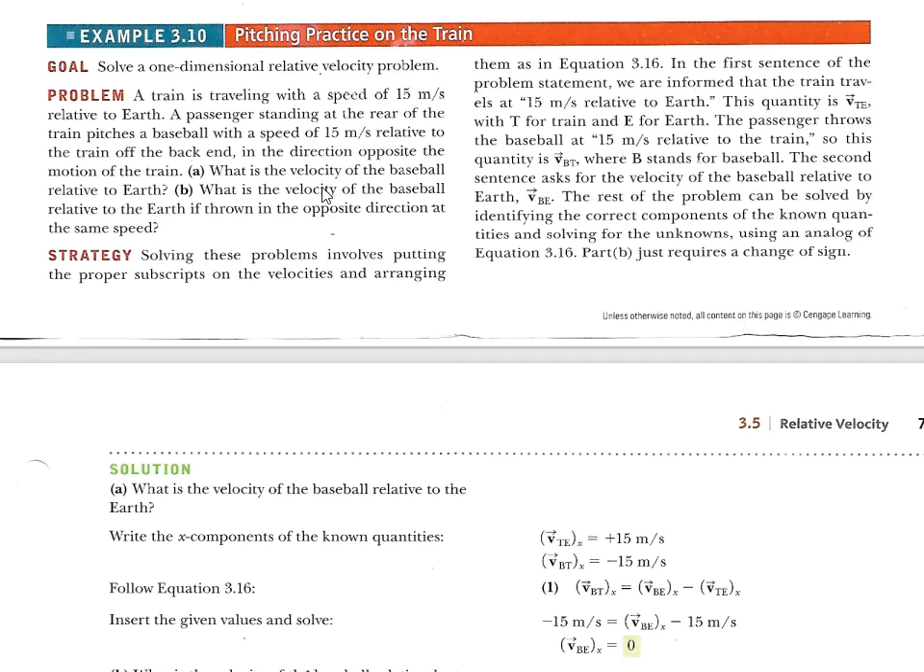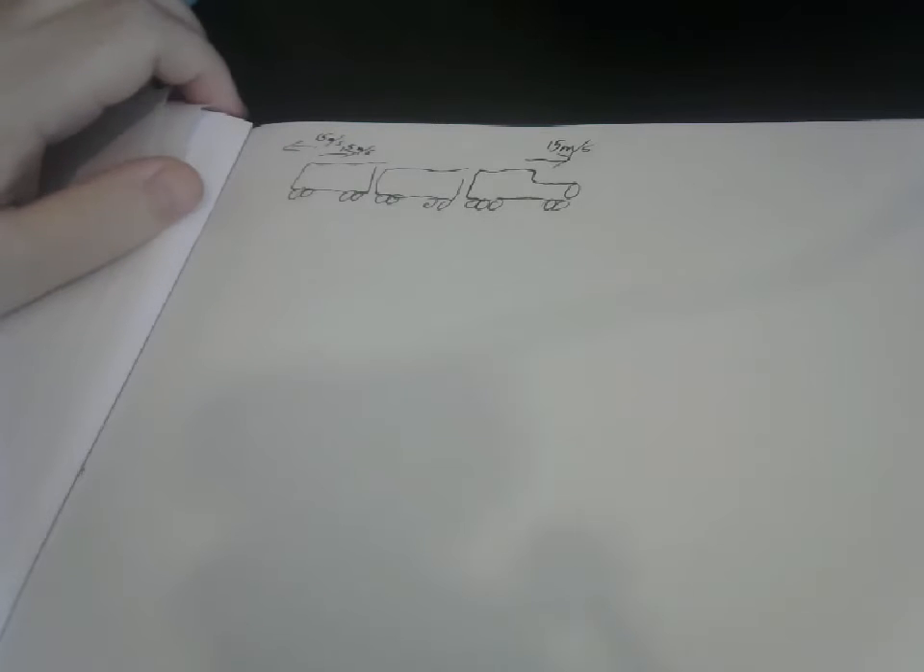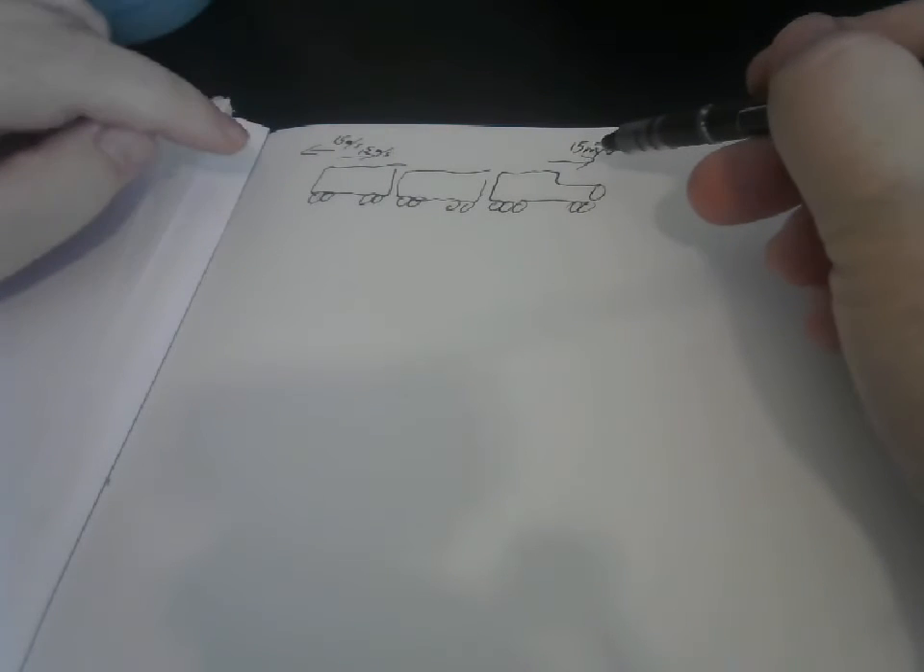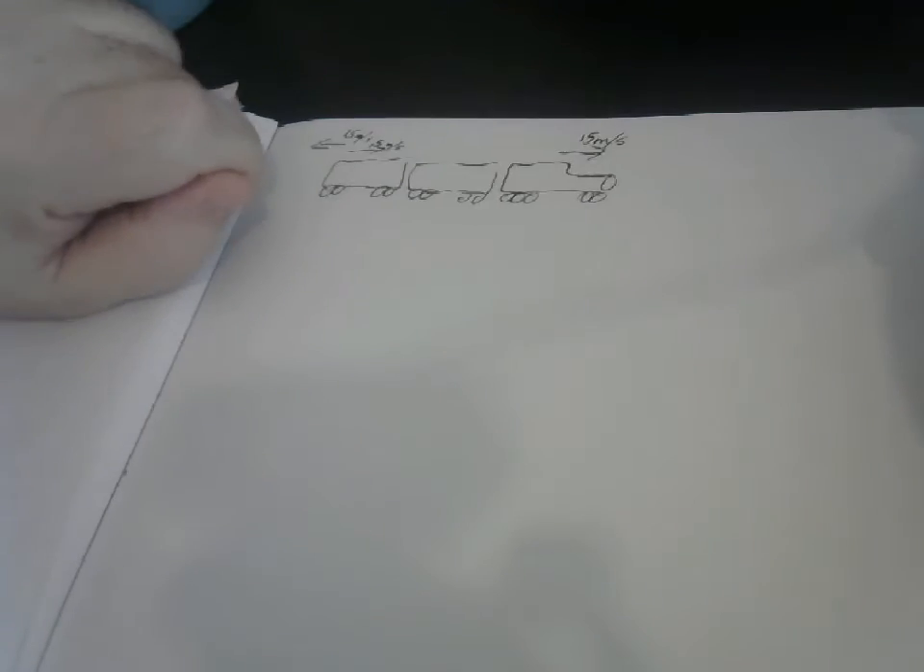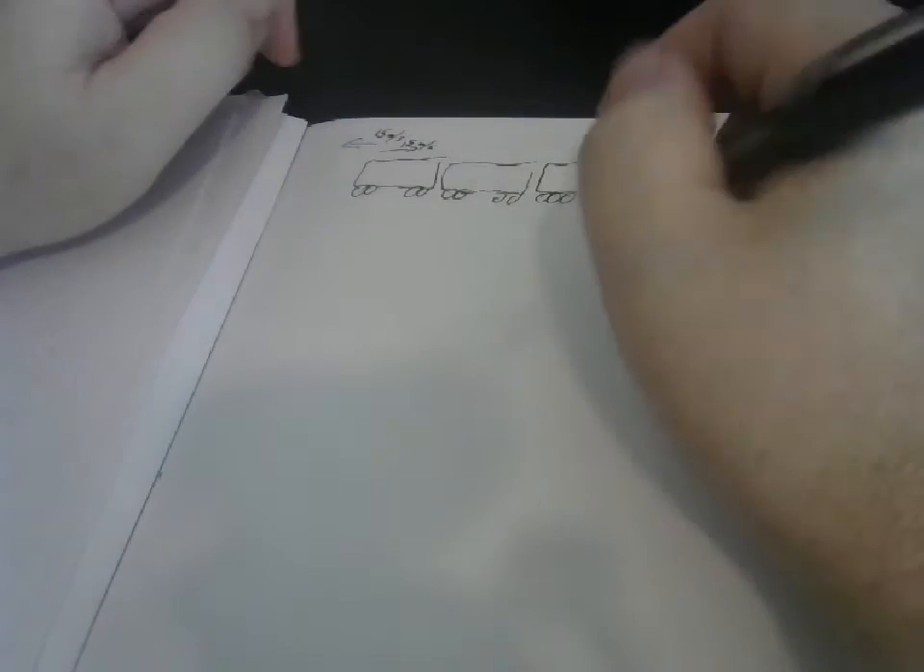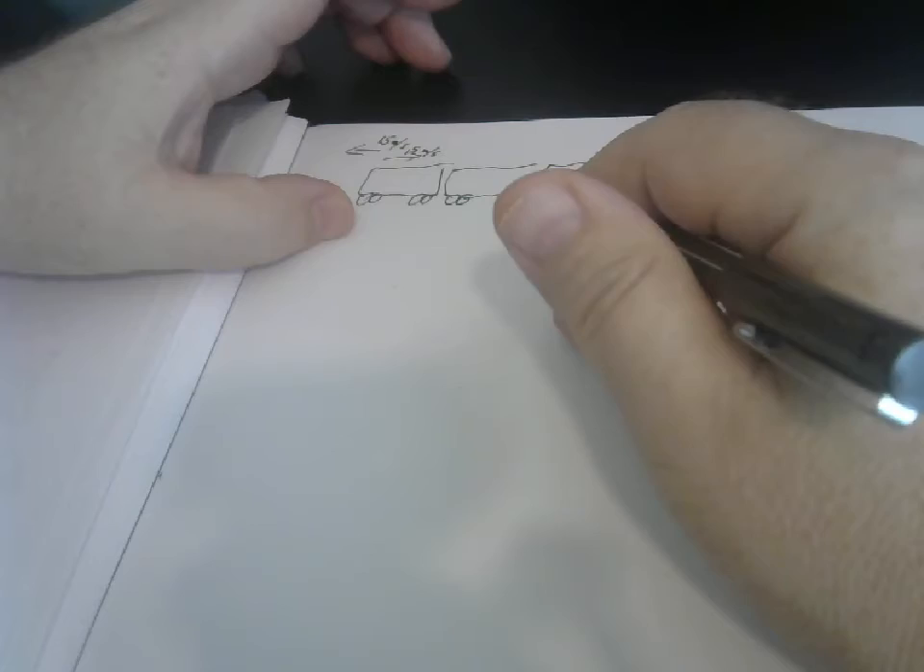Part A asks what is the velocity of the baseball relative to the Earth, and Part B asks what is the velocity of the baseball relative to the Earth if thrown in the opposite direction at the same speed. Now it should probably be pretty obvious right from the start that the answers are 0 and 30, but let's see if we can put this in our forms.